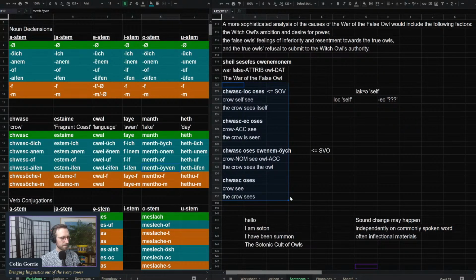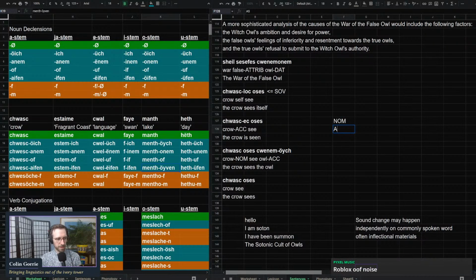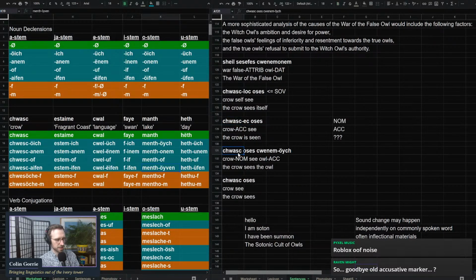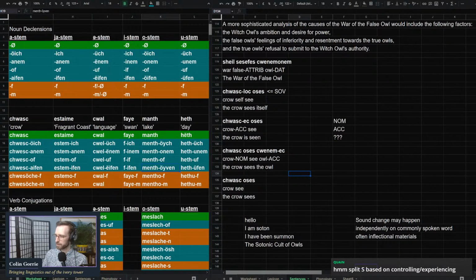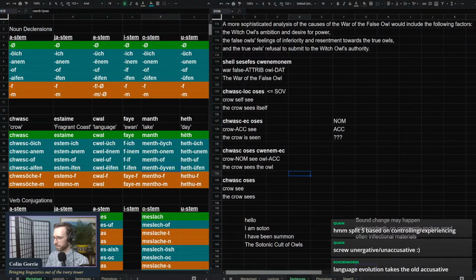So we have an interesting paradigm here. We have huask osis quenam moich, huask osis, huaskuk osis. So three cases that our nouns can take. What we've called nominative, what we've called accusative, and what we've called the third case. And what I think will happen is that this third case will generalize and turn into the accusative. And so then we have something like a split S system. So we may be saying goodbye to the old accusative marker. What do we think? Chat, what do we think?